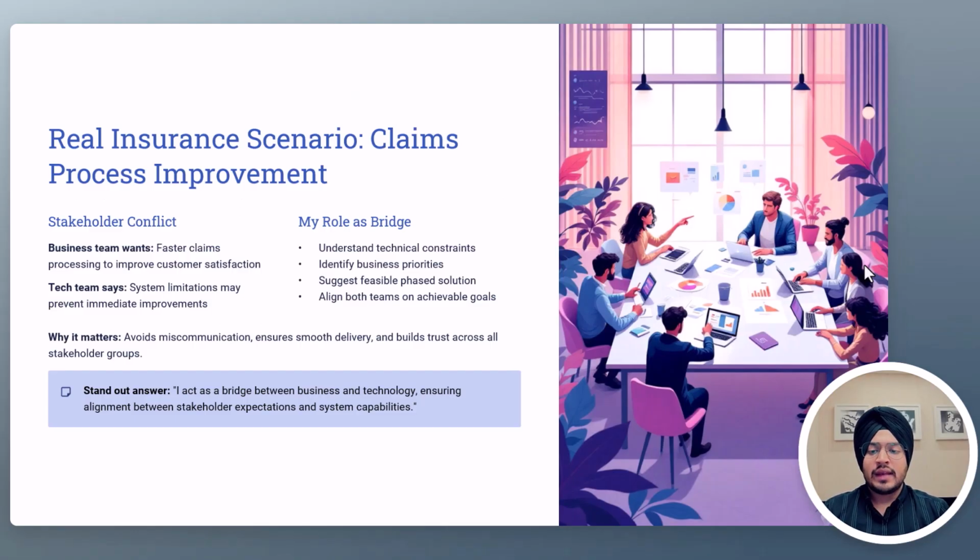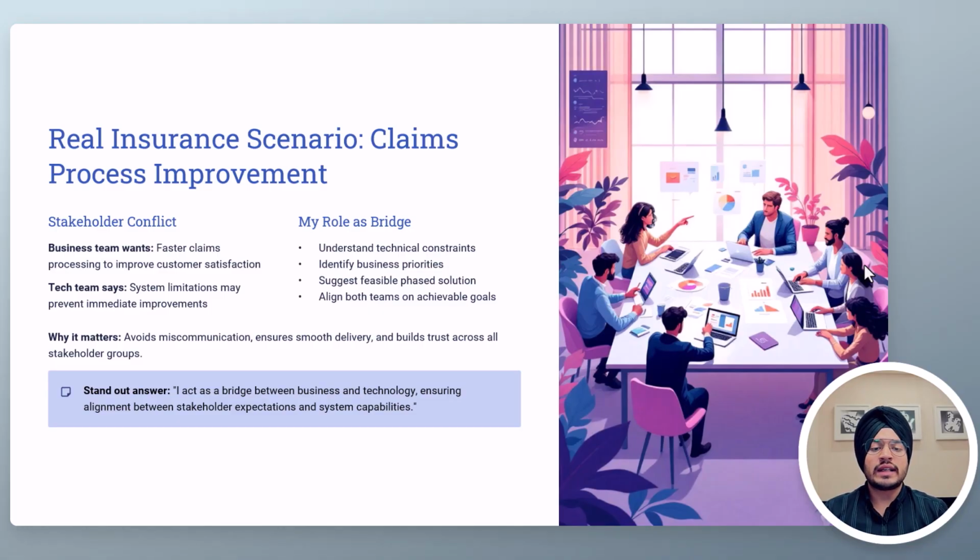Let's take an example. The business team wants faster claim processing to improve customer satisfaction, but claim processing would probably take some time, right? It involves various steps. It cannot be done so quickly. So the tech team is saying that the system limitation may prevent immediate improvements. So as a business analyst, how should we communicate to the higher management or the stakeholders involved in this?